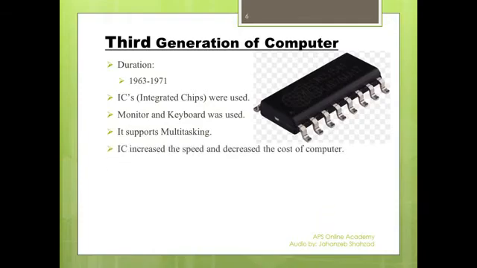As I already told, IC increased the speed and decreased the cost of computer because one IC chip contains many transistors in a single chip. Computers became smaller and they consumed less power as compared to the first and second generation. As you see, in every new generation the speed of computer is becoming faster, the size smaller, and they are consuming less power.